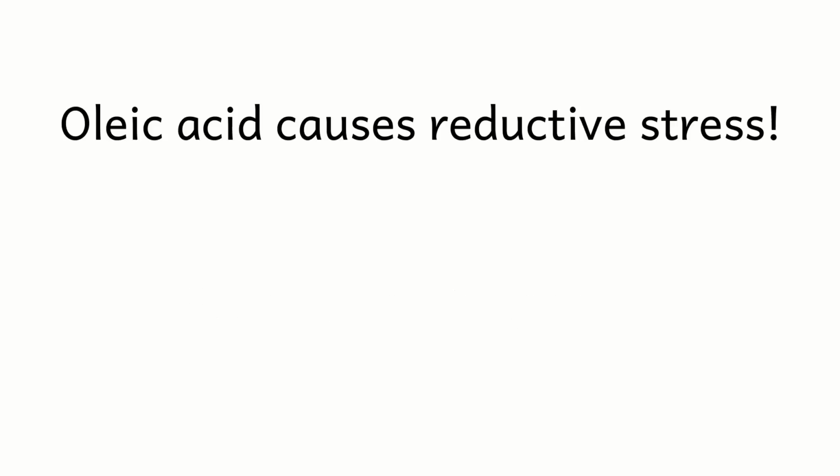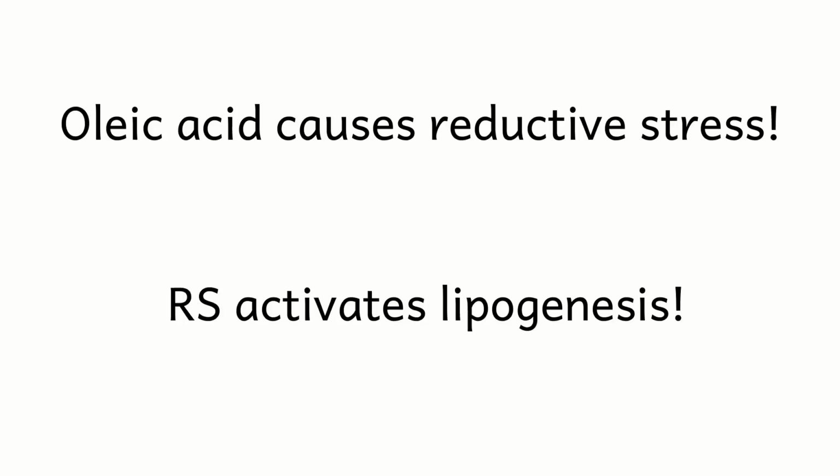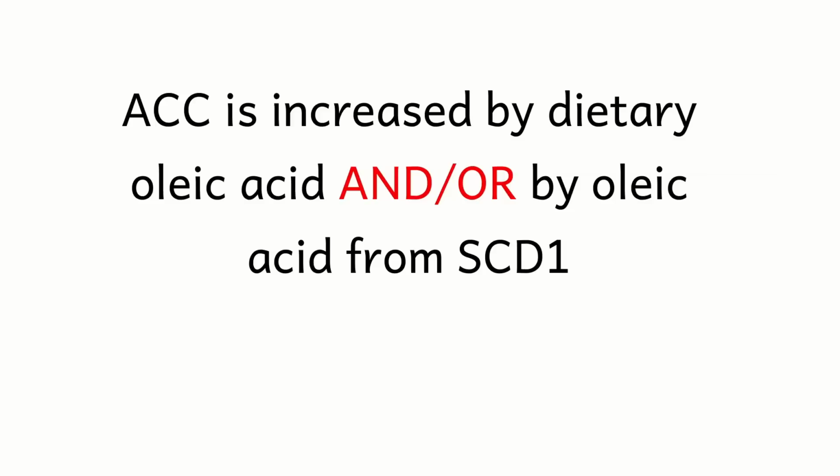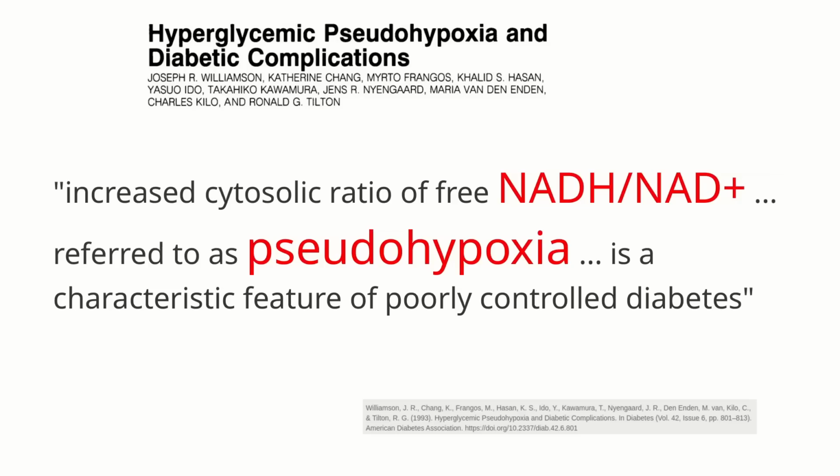So oleic acid causes reductive stress. There's no doubt about it. And reductive stress activates lipogenesis. The lipogenic enzyme, ACC, was either increased by dietary oleic acid, that's olive oil fed rats, or by oleic acid in human muscle tissue by overexpressing SCD1. So no matter how the oleic acid gets into the organism, whether it's through the diet or from enzymes, you increase lipogenic enzyme expression. Here's perhaps a better way to think about reductive stress.